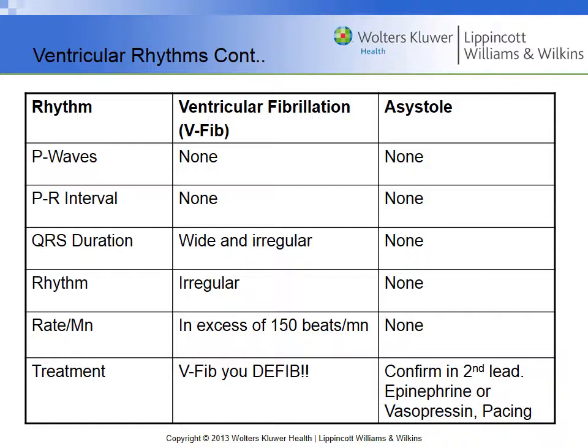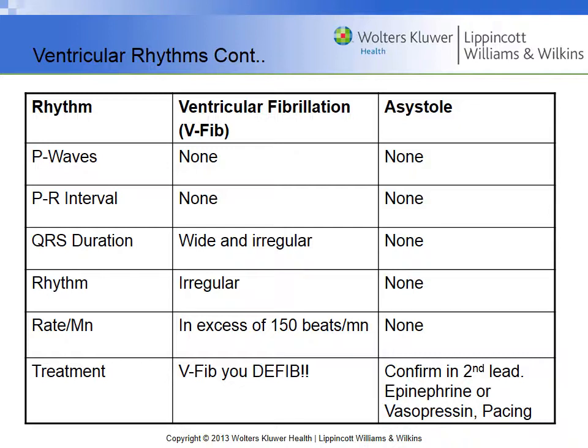And VFib, you defib. And that's the nice thing about ventricular fibrillation, it's usually very easy to recognize, and it's also easy to treat. However, it's a very, very serious rhythm. So remember, ventricular fibrillation, VFib, you defib.